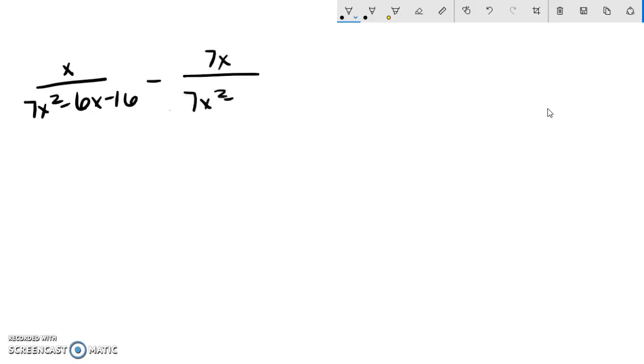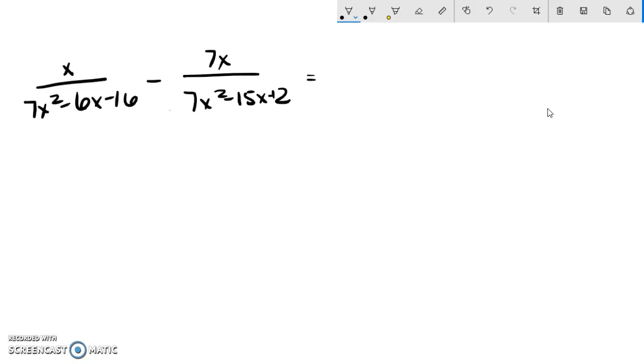All right, we're going to look at this example of the difference of rational expressions. So we have up here x over 7x squared minus 6x minus 16, and then we're subtracting from that 7x over 7x squared minus 15x plus 2. Now, as always with rational expressions or fractions at all, we need to have the same denominator.